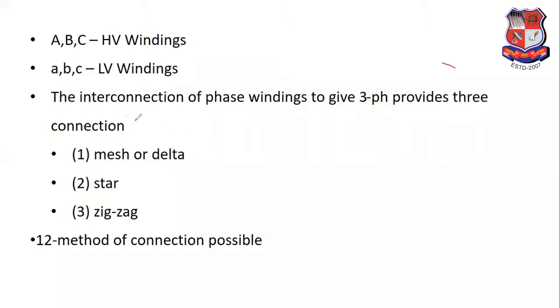Okay, so the interconnection of phase windings provides the 3-phase connection. We can basically connect a 3-phase transformer in 3 different connections. Either we connect in delta connection, star connection, or zigzag connection. How we can connect in these 3 different connections, we can see later on. Total 12 methods of connection are possible in a 3-phase transformer. Means you can connect primary and secondary by these 12 different methods. Now, how will these 12 different methods be differentiated?